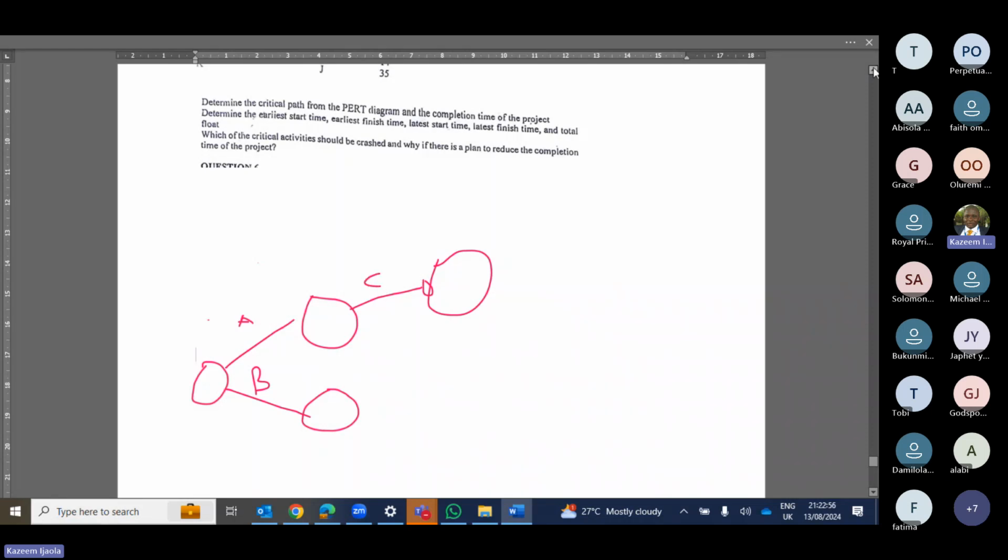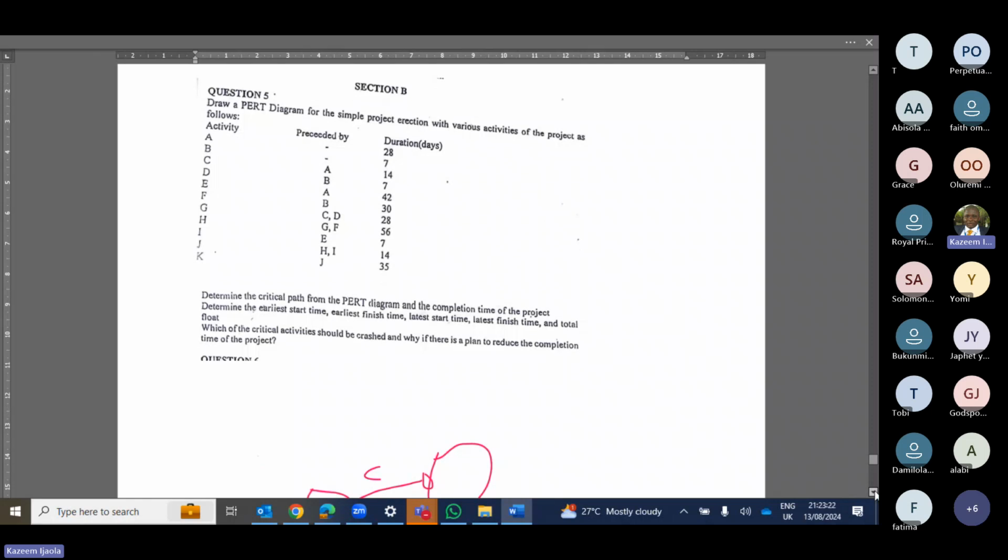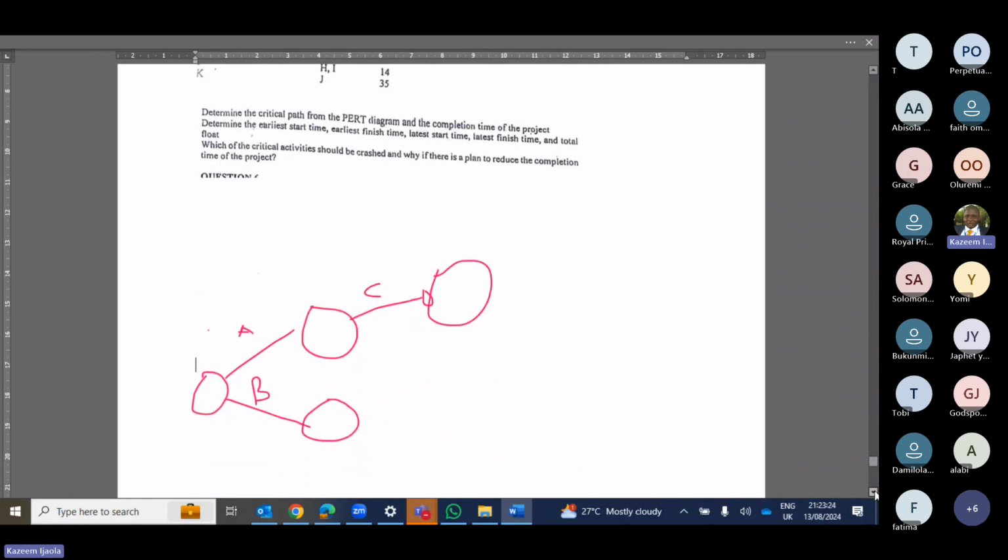Then let's check the next activity. Sorry, can the person mute, please? Activity D is coming from B. But if you check now, C and D must meet up to form G. Are you guys with me? Activity D is coming from B, but C and D must collide together to form G.